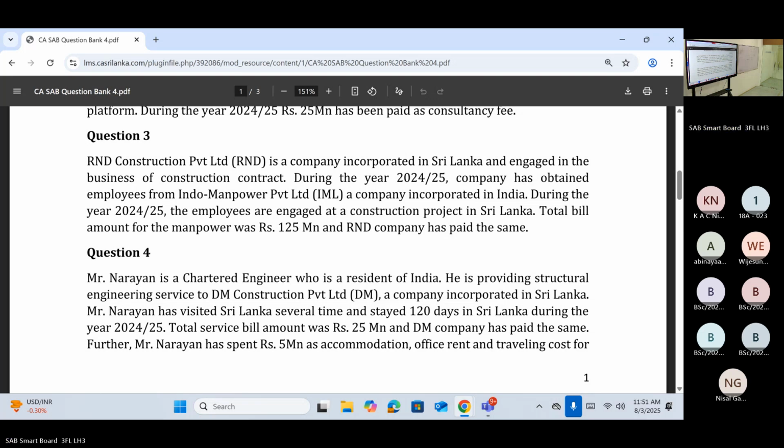How do they say it? If that employment is exercised in Sri Lanka, irrespective of whether the payment is made from Sri Lanka or elsewhere, they are chargeable for Sri Lanka tax.